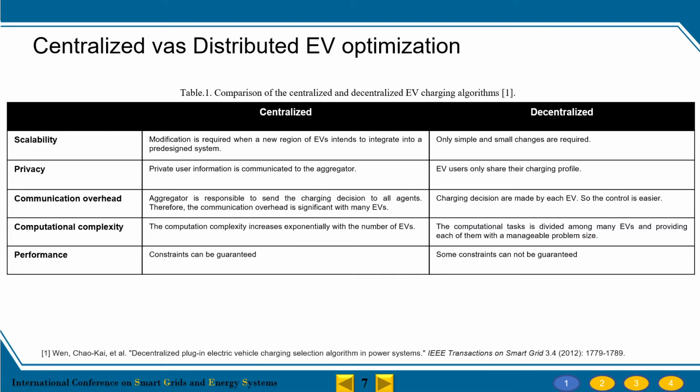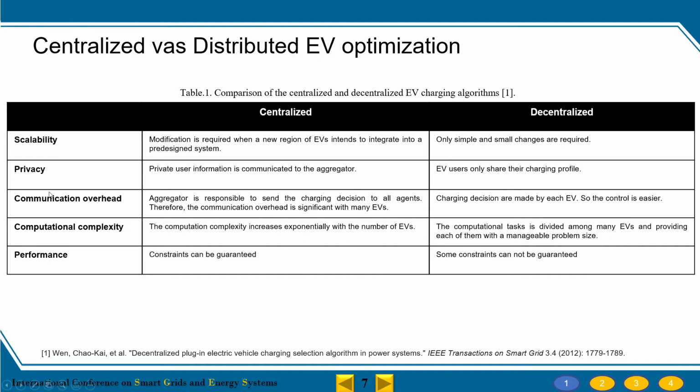About the centralized and decentralized optimization for electric vehicles, here we have some comparison. For example, in terms of scalability, just imagine we have a pre-designed system and we are considering to add a new region which have a lot of electric vehicles. So in terms of scalability, decentralized methods do not need a lot of changes, but centralized, since all the optimization should be done by an aggregator, it has some changes.